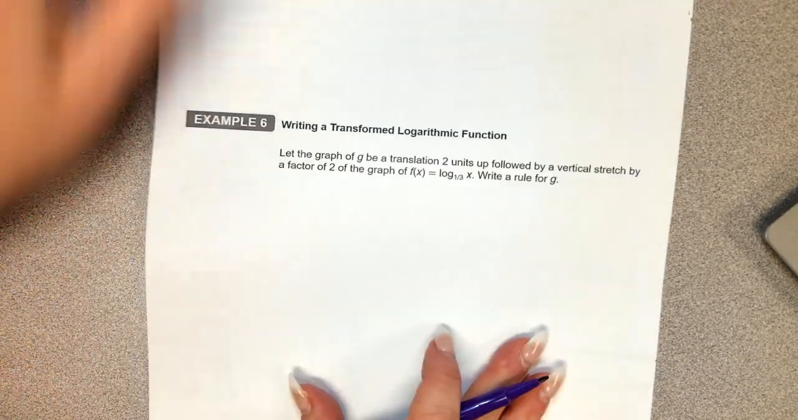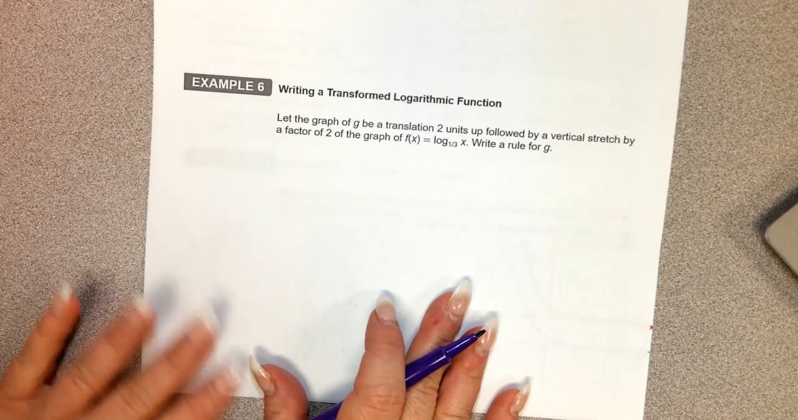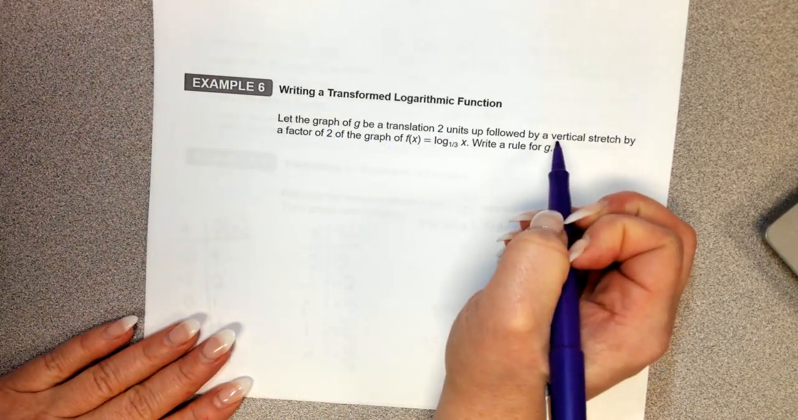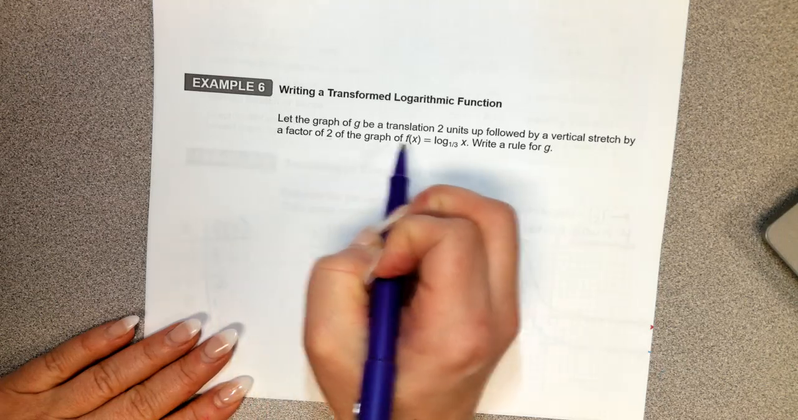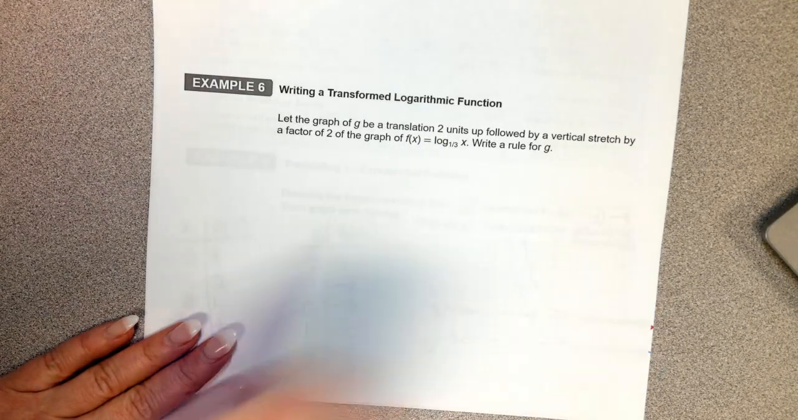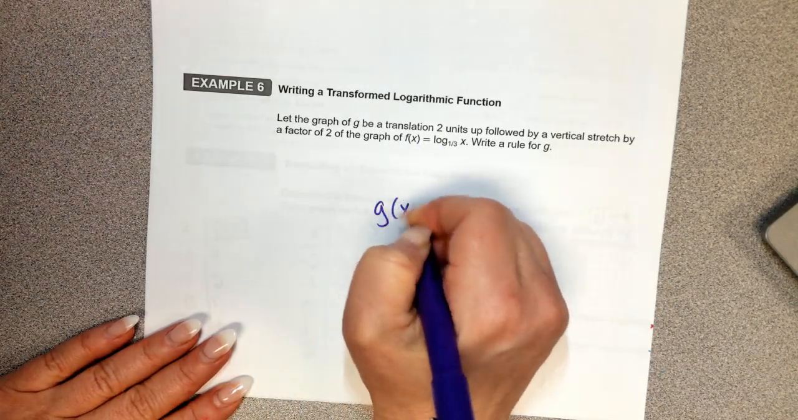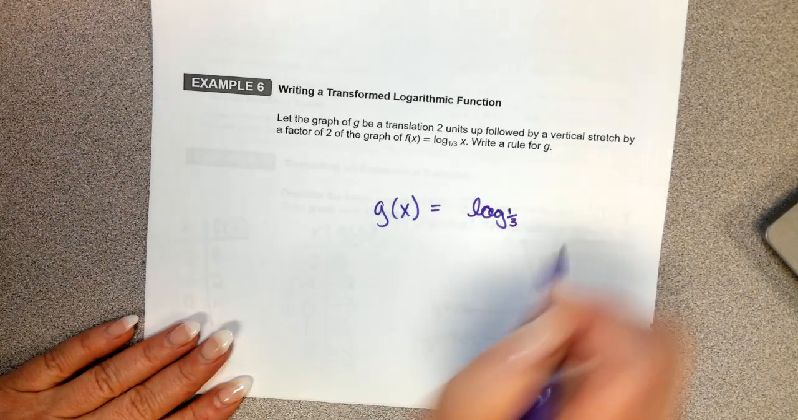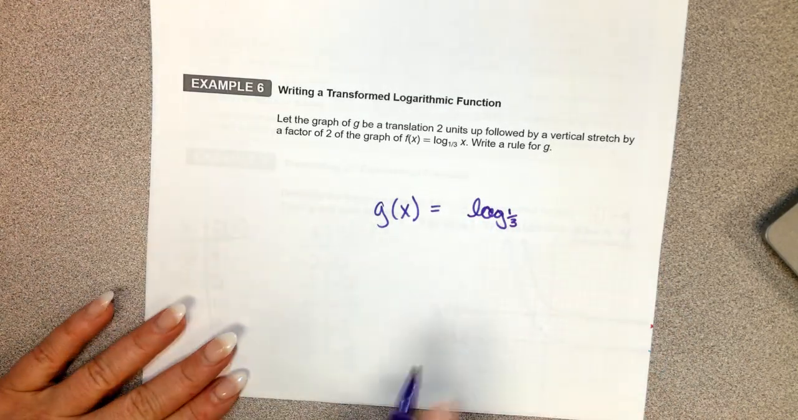Really quickly, example 6, here we go. Let the graph of g be translated 2 units up, followed by a vertical stretch by a factor of 2 for this logarithmic graph. Write a rule for g. So g of x, I'm going to keep my base. I know it's going to be log base 1/3. I just need to add these other things in here.